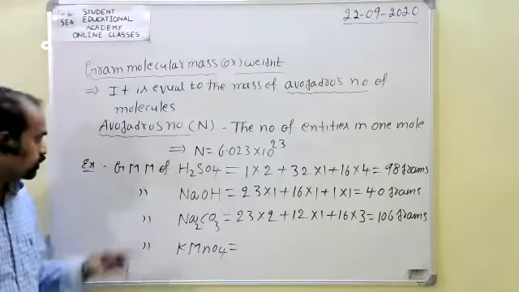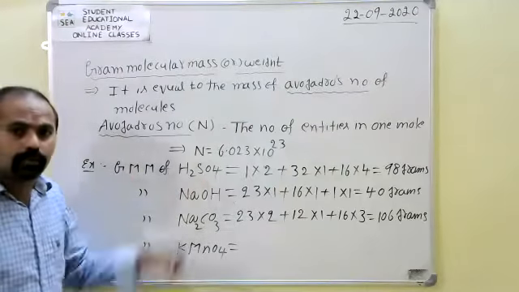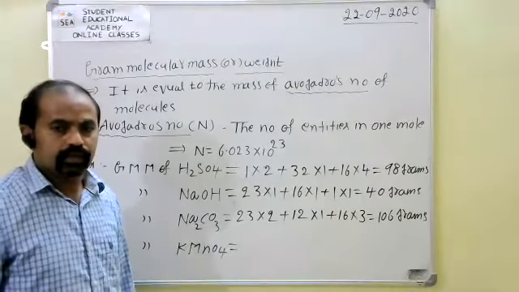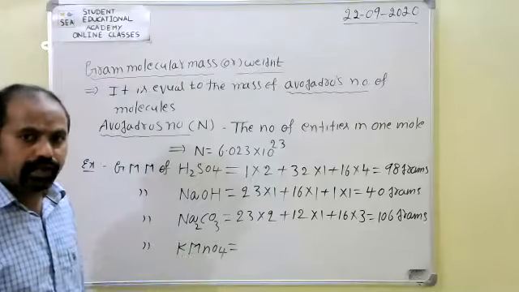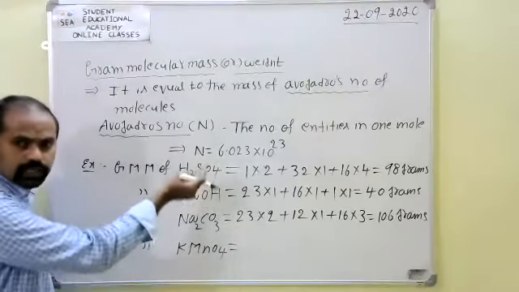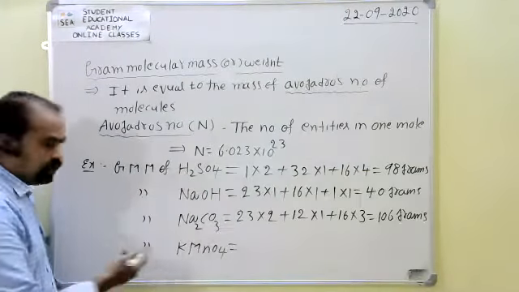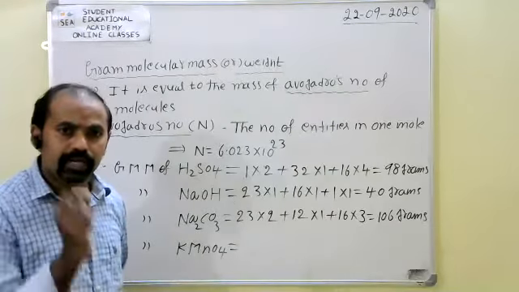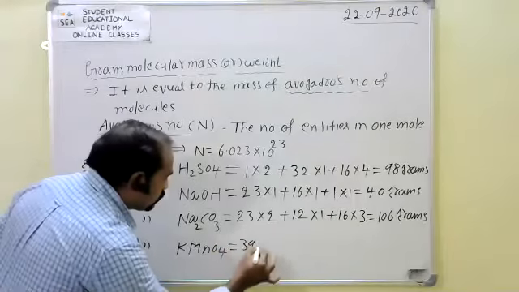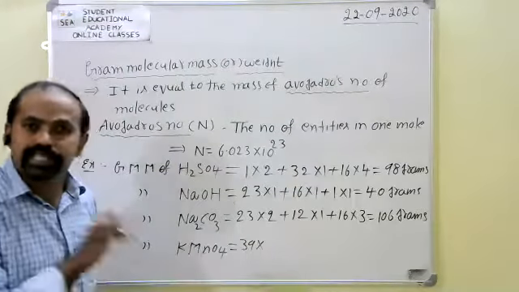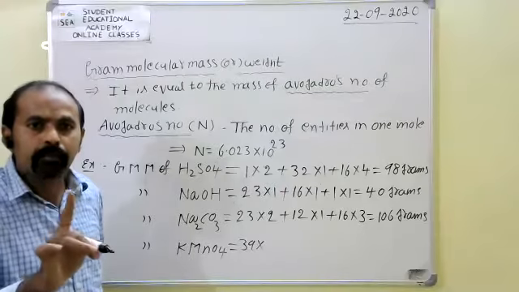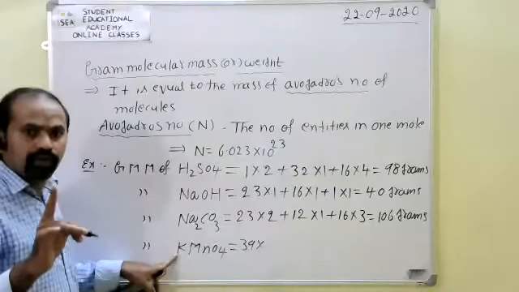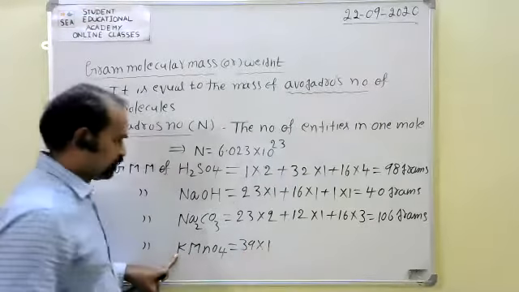Now, the gram molecular mass of KMnO4, potassium permanganate, is 158 grams. Very good. See how to calculate using the same method. There is no difference. First the element potassium. We know the atomic weight of potassium is 39, into its atomicity. What is called atomicity? Number of atoms. That is called atomicity. So here the number of atoms of potassium is 1 only.